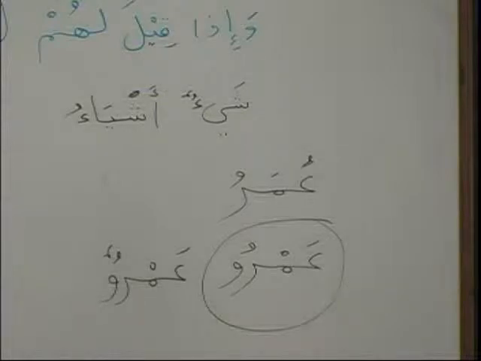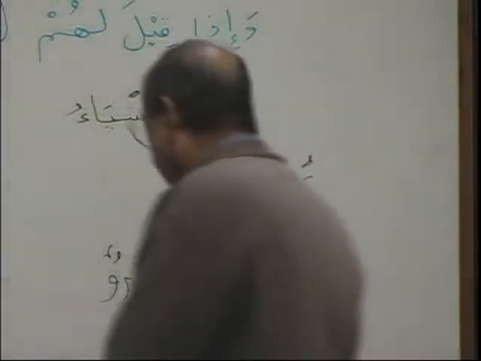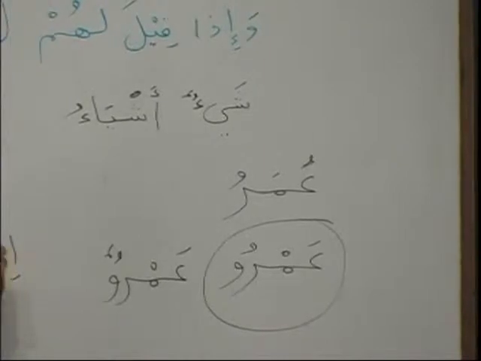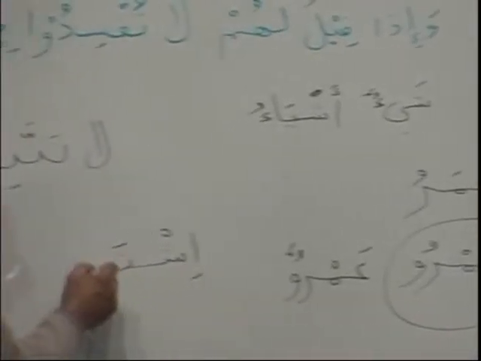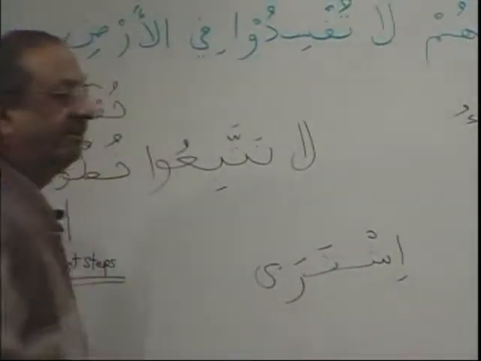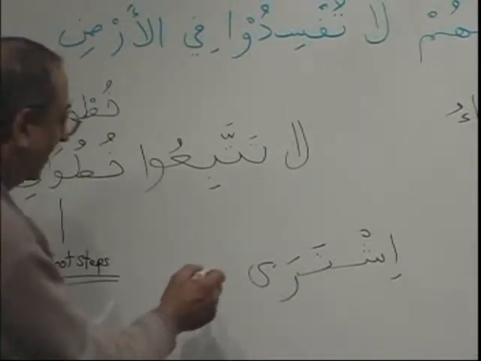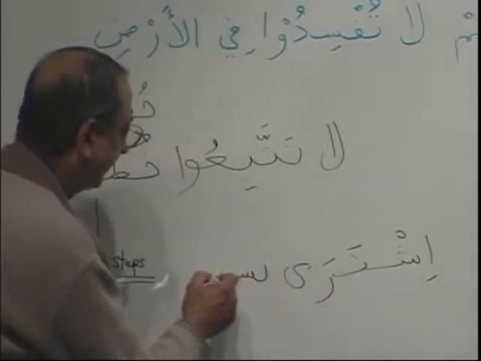Amrun says, Uridu daftaran. I need a notebook. Amashtaraitu. Remember I told you? We did yesterday. I'll do it again. Ishtara. What will be the mudariya? Yashtari. Mudariya will be yashtari.